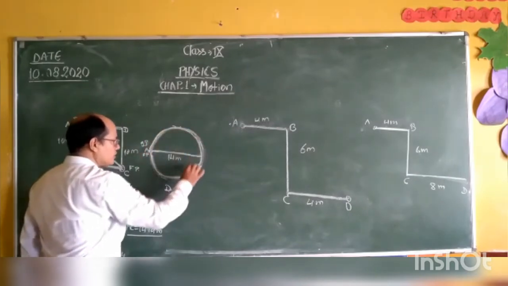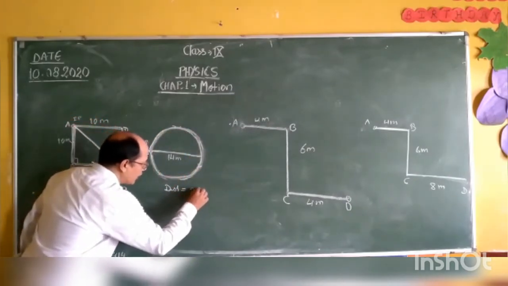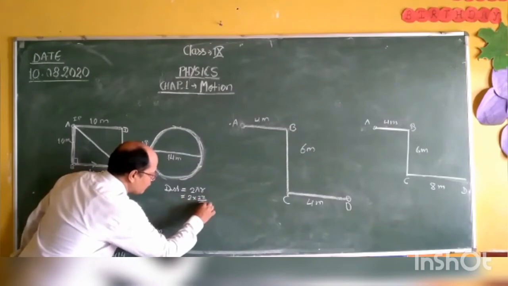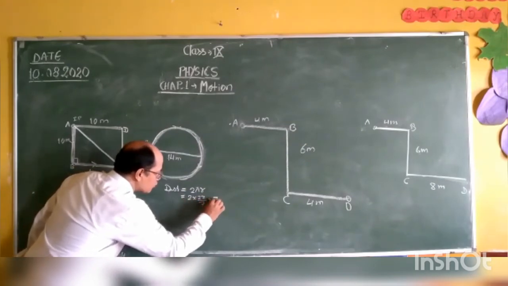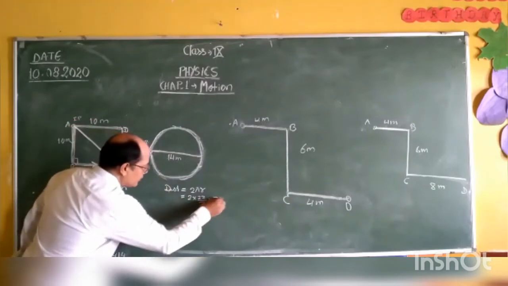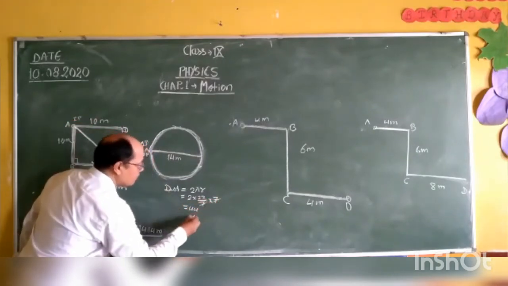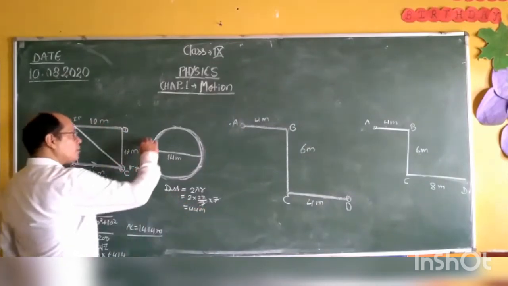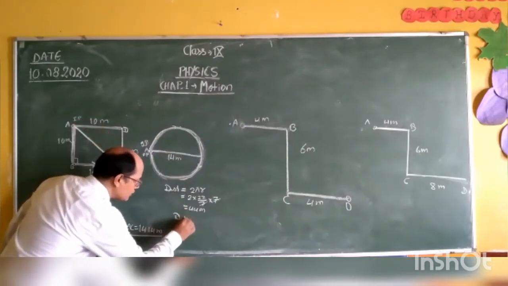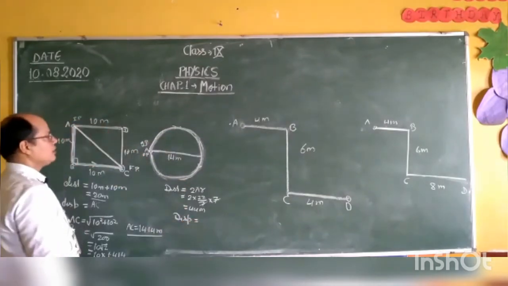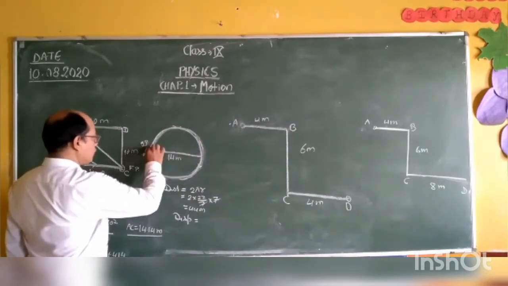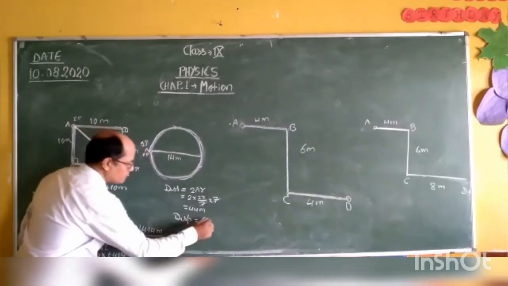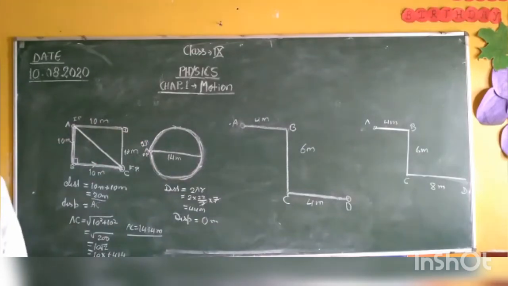It means the circumference of this circle, that is 2 pi r. That is 2 into 22 by 7 into r. R is also 7, half of the diameter. Then it will be 44 meter. But what about displacement? Displacement means change in position. I haven't changed my position. I start from A and I also rest at the position A. It means the displacement will be 0 meter.